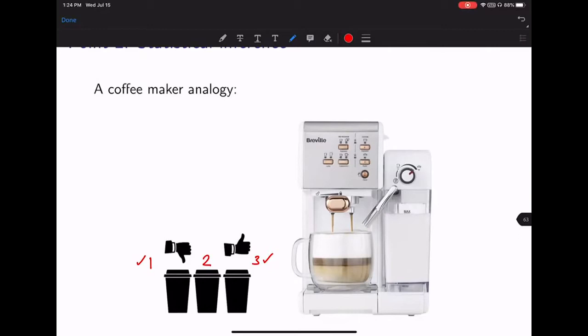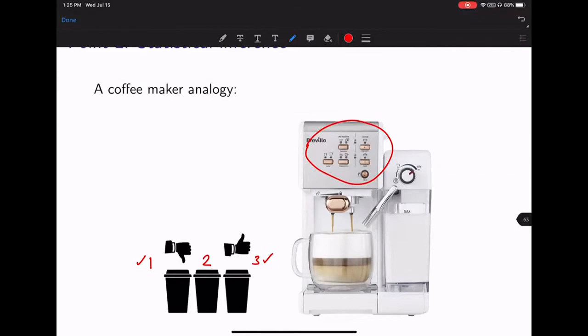You wouldn't ask your friend to make you 200 cups and taste all of them, right? You would instead ask your friend, hey, which buttons did you press? How did this third cup come out? Which button did you press? So you want to figure out the settings. This is an analogy here. You want to figure out the settings that give you this third cup of coffee.